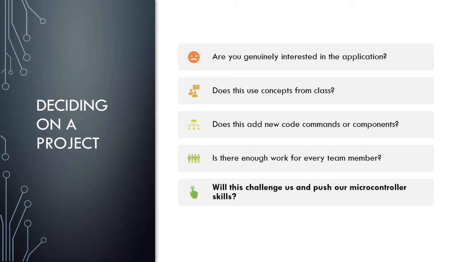After you've researched your top projects, you're going to go through and as a group decide on which project you're going to pursue and further develop. And so when you're deciding on a project, I have some guidelines, some questions that you should be asking yourselves and each other as you're deciding on a project. So once you've gathered more information, you should ask yourself, are you genuinely interested in the application? Is it something that's of remote interest to you? Or is it using concepts that we've learned in class?